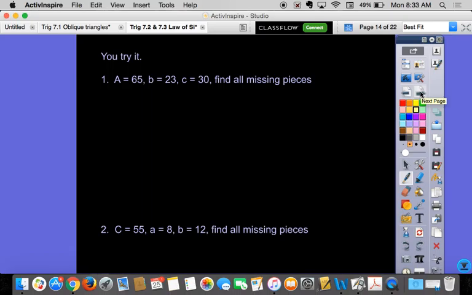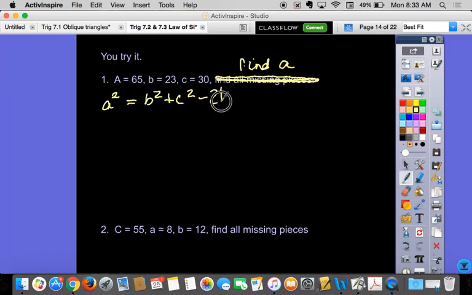This one just says find all missing pieces. We're not going to do that. We're not ready for it yet. I haven't shown you how to do the angles. So let's just do, since I gave you A, let's find A. So we've got A squared equals B squared plus C squared minus 2BC cosine of A.